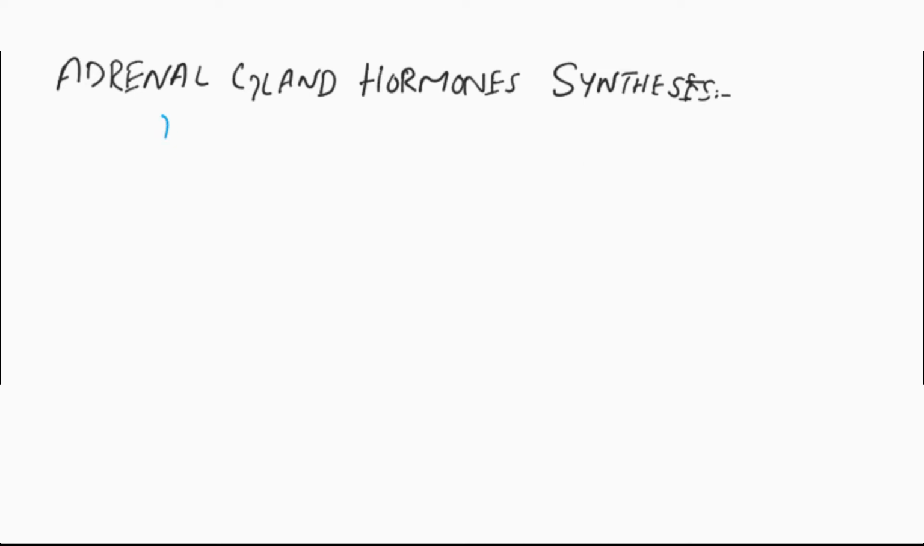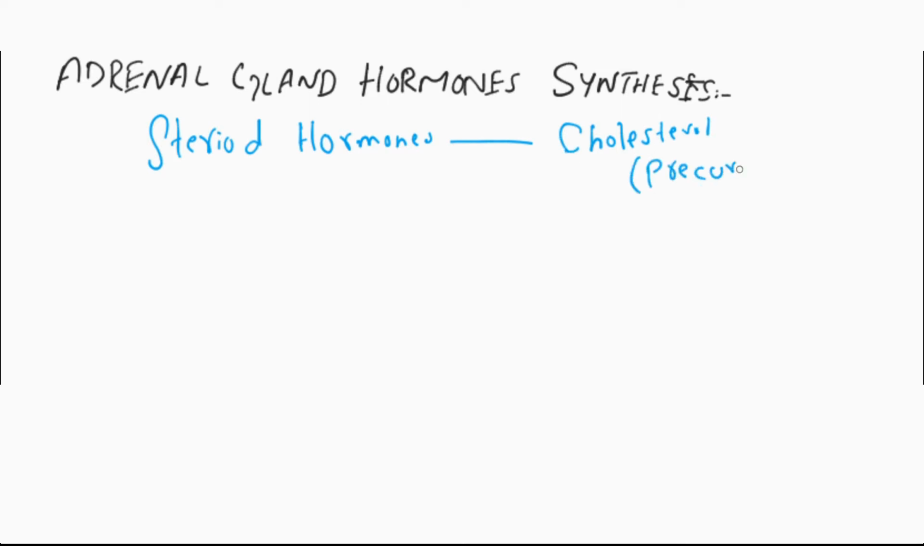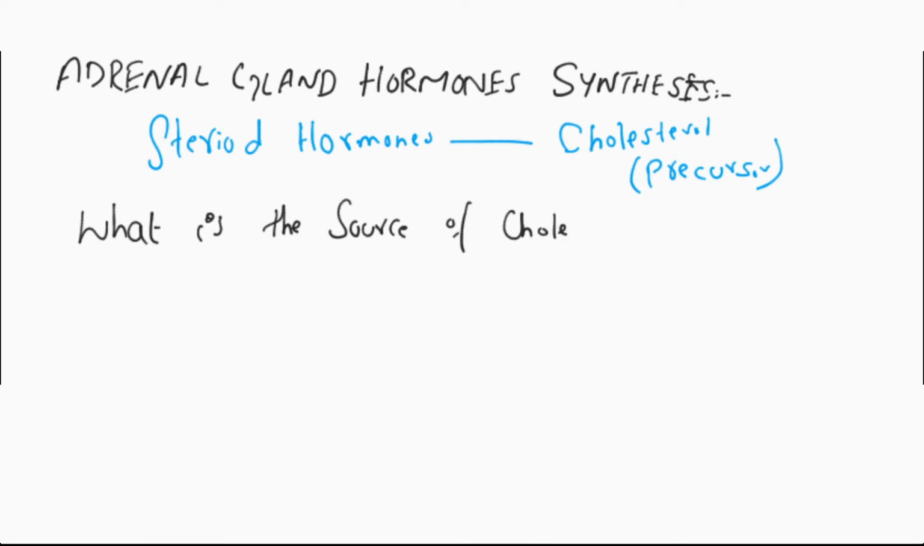All human steroid hormones, which are synthesized by the human body or by the adrenal cortex, have a common precursor, which is cholesterol. Precursor for steroid hormone synthesis. Now the question arises, what is the source of cholesterol and how is the cholesterol provided for hormone synthesis?